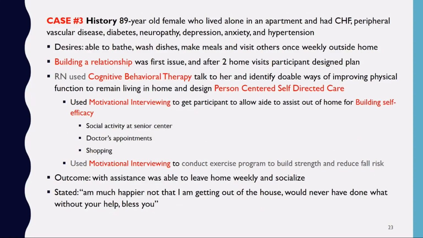And here's another case. This is an 89-year-old female who lived alone in an apartment and had CHF, peripheral vascular disease, diabetes, neuropathy, depression, anxiety, and hypertension. Her desire was to be able to bathe, wash dishes, make meals, and visit others once weekly outside the home. Building a relationship was the RN's first issue, and after 2 home visits, the participant designed a plan. The RN used cognitive behavioral talk therapy with the participant to help her identify doable ways of improving physical function to remain living in her home, and they jointly designed the person-centered service plan.